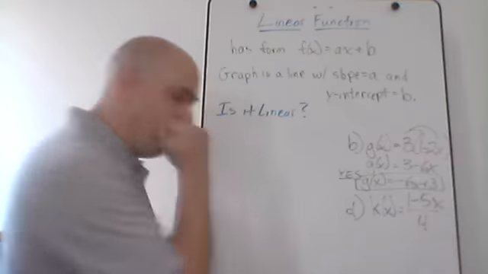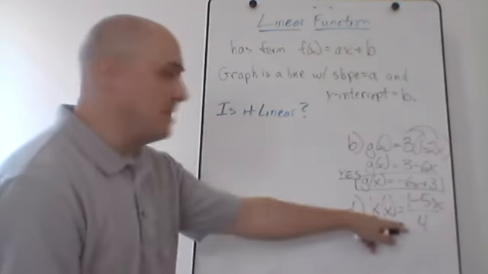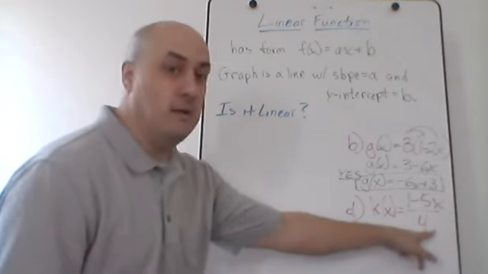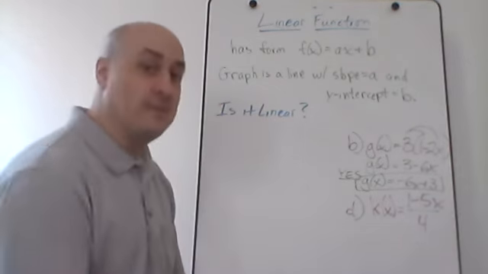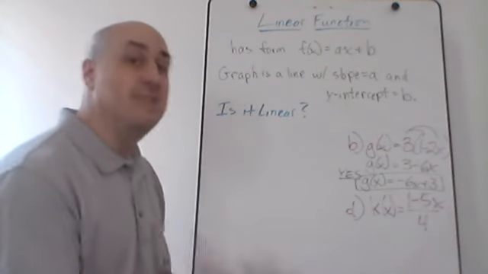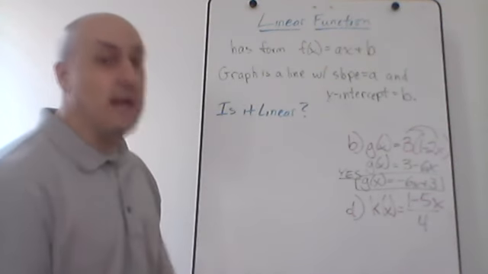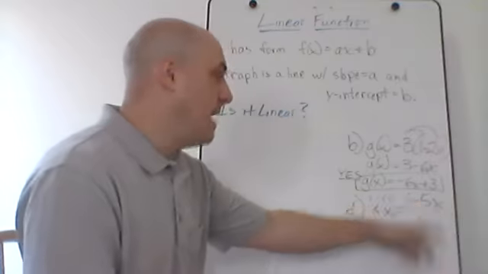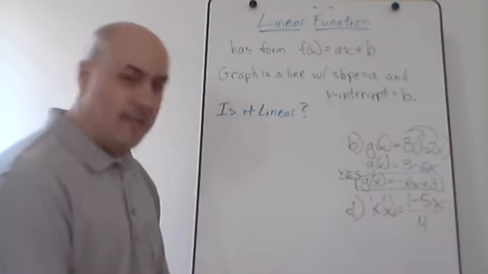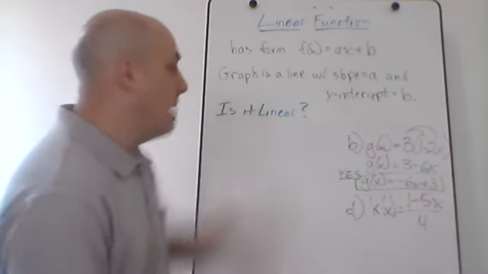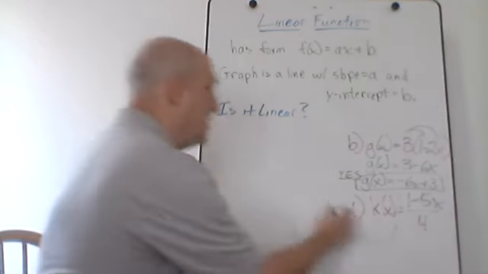Not everything that looks like this, that has a fraction, is going to be linear. If there was a 4x in the denominator instead of just a 4, if there was an x down there as well, then it would not be a linear function. Anytime you have the variable in the denominator of a fraction, it's not going to be a linear function. But if I have a fraction where the x is in the numerator, and then I just have a number in the denominator, I am going to be able to change that into the form ax plus b, and I'll show you how we do it.